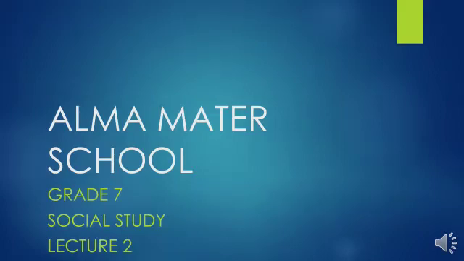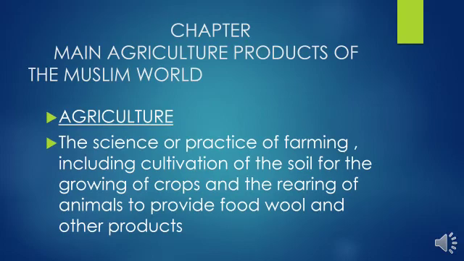This is the second lecture of grade 7 social studies. I am starting from the chapter Main Agricultural Products of the Muslim World.